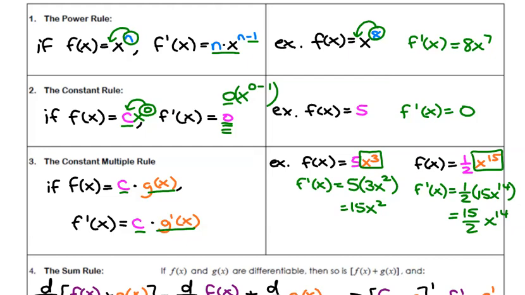Now, if you get this right away and you don't want to write all the steps, what you can do instead is say 3 is going to come down to the front. It's going to multiply to give you 15, multiplying the x, but you're going to subtract 1 from the exponent. So notice that it's just the exact same thing, but you just skip this step. So it's really up to you. Once you get used to it, I don't even do that step that I just crossed out. I just jump to the answer right away.